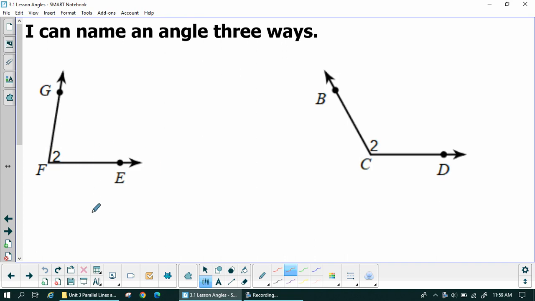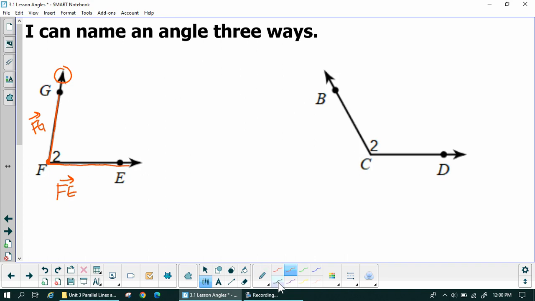So an angle is made by either two lines intersecting, or two segments, or in this case, two rays. So each of these is a ray. It starts at a point and then goes on forever. That's what the arrow means. And so an angle has two sides. So this angle has this side that we would call FG. And it's a ray, so I put a little arrow on top of it like that. And it has this side we call FE. And I'll put a little ray on top of it.